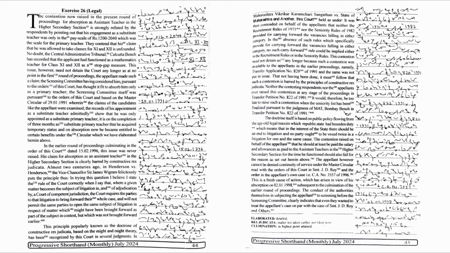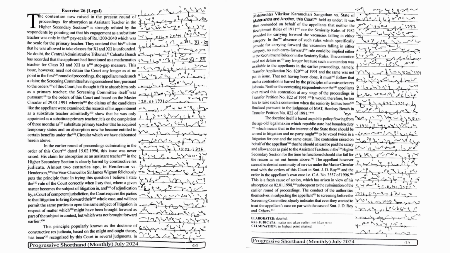Start. The contention now raised in the present round of proceedings for absorption as assistant teacher in the higher secondary section is strongly refuted by the respondents by pointing out that his engagement as a substitute teacher was only in the pay scale of rupees 1200 to 2040, which was the scale for the primary teacher. They contend that this claim that he was allowed to take classes for 11th and 12th is unfounded.